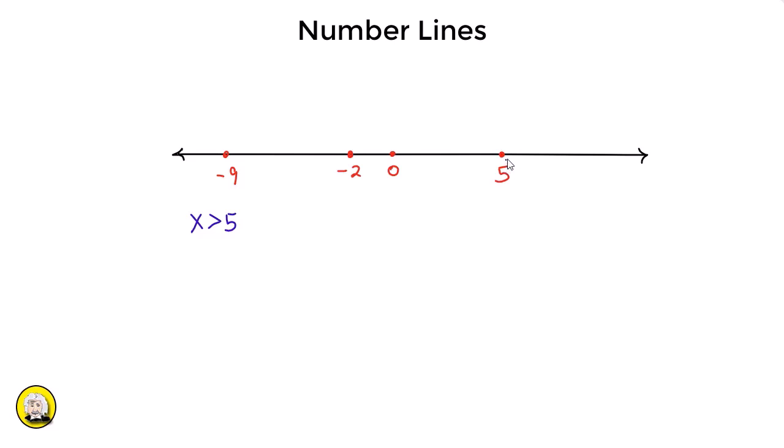Well, first, I would put an open circle around 5, indicating that 5 is not included in my solution set. And then I would shade in everything to the right that is greater than 5 on the number line, because anything to the right on a number line is greater in value.